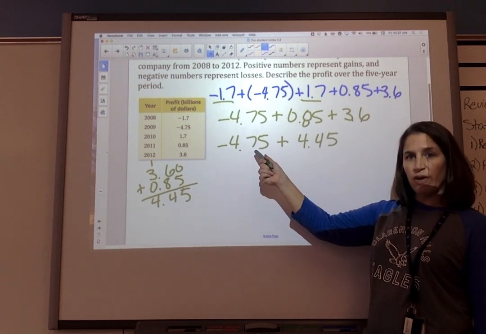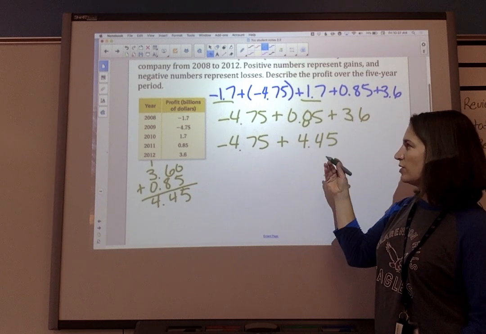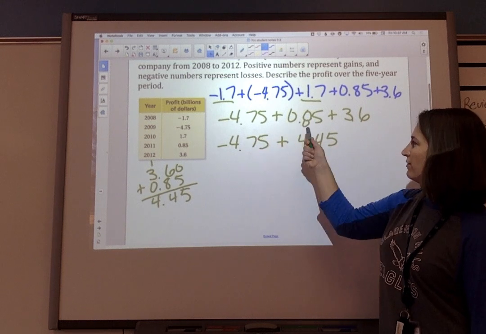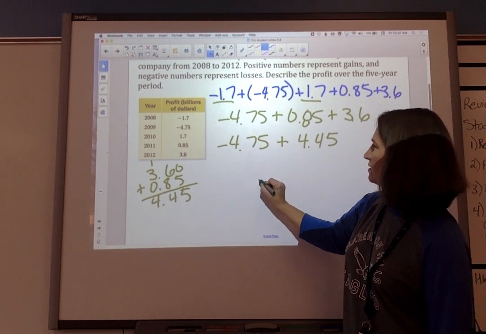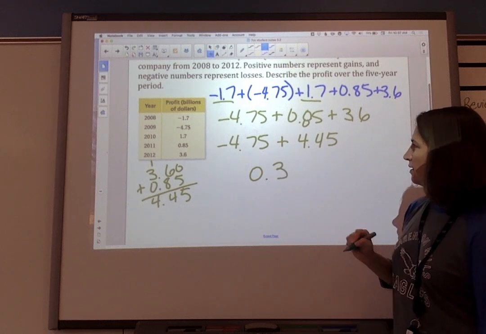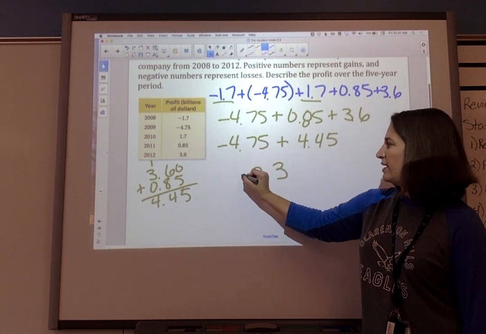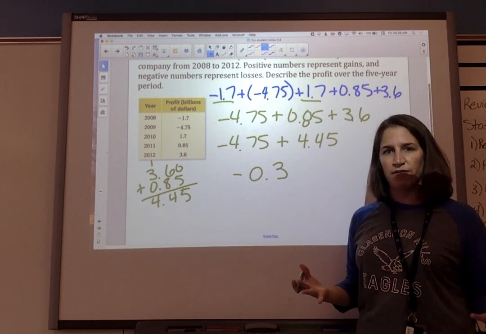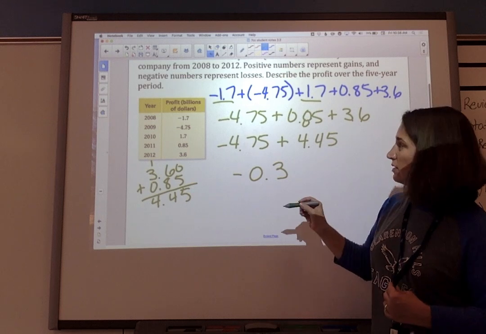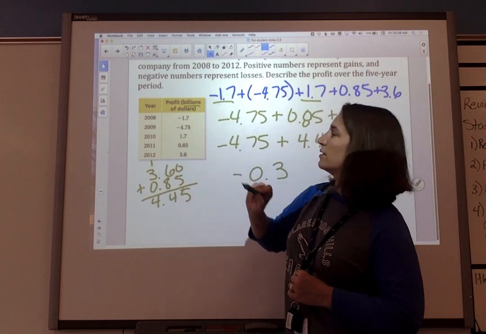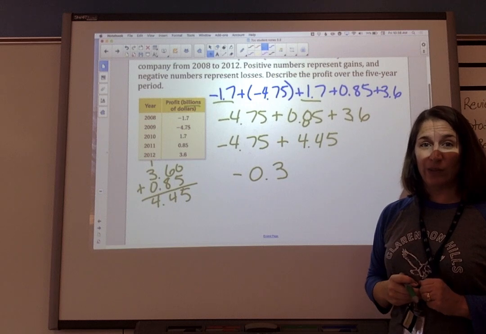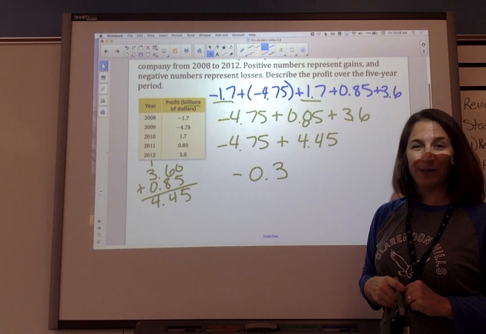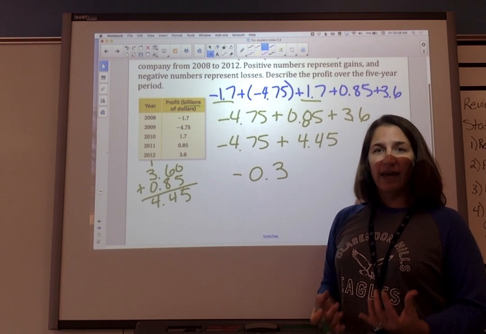Now I have a negative rational number and a positive rational number, so I want to take the difference between them. I can do this one in my head. 4.75 minus 4.45 is 0.3. And the larger absolute value is negative, so it's negative 0.3. So in terms of this business, that means over the 5-year period, they lost $0.3 billion. That's quite a bit of money. But hopefully they have some gains in the next few years. All right, so try a few on your own, and I'll see you soon.